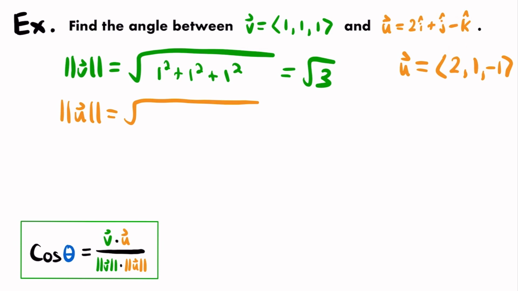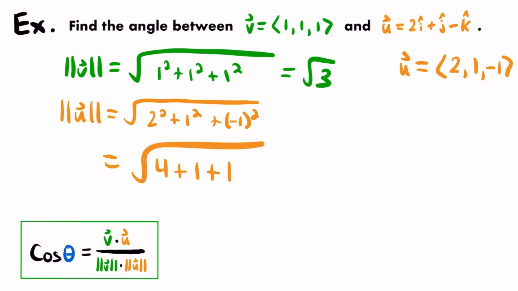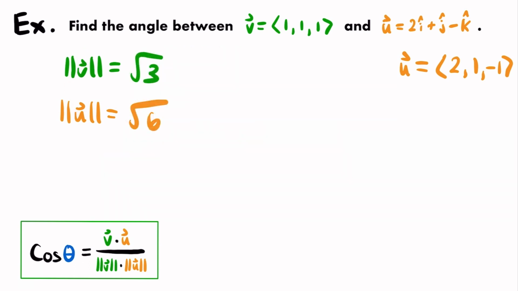But now if we take the sum of those components squared and put them under the square root, we'll have 2 squared plus 1 squared plus negative 1 squared. Now 2 squared is 4, and 1 and negative 1 squared are both 1. So this is equal to the square root of 4 plus 1 plus 1, which is going to be 6. So this is equal to the square root of 6. Okay, so now we have the magnitude of v and u. Now what we want to find is the dot product of vector v and vector u. So let's do that. We'll have vector v times vector u.